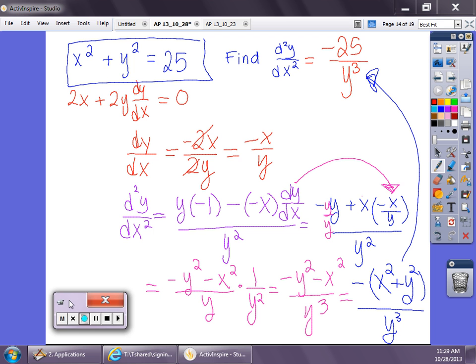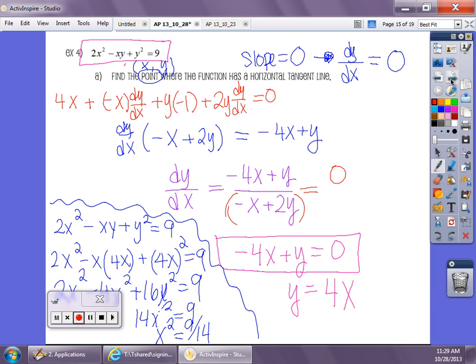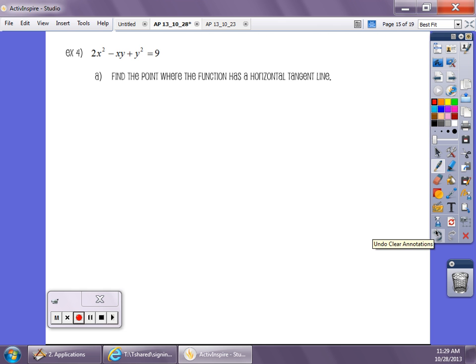Looking at the next piece, find the point where the function has a horizontal tangent line. So first of all, it said find the point. How do I label a point? X comma y. So your answer better be an x comma y, not x equals 5. That's not a point. A point is always stated as 2 variables, comma, parentheses.